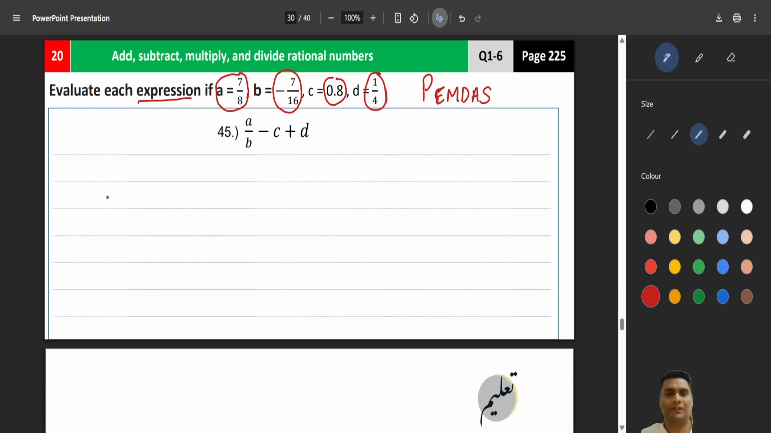So let us fit the values here. A, that is 7 over 8, divided by B, which is minus 7 over 16. Minus C, which is 0.8, plus D, which is 1 over 4. Okay. So see, we have division here, addition here, subtraction here. So what will I do first? In division, addition, subtraction, I will do division first, correct?